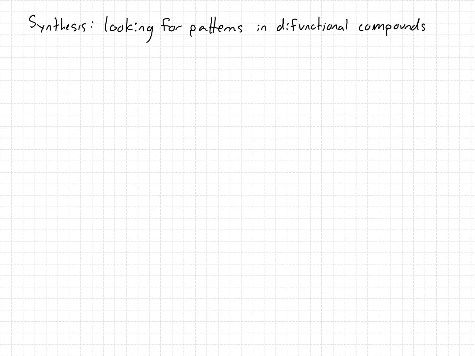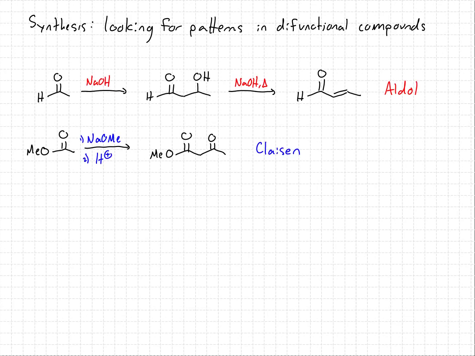If we're looking at this from a purely synthetic perspective, we want to look for patterns in difunctional compounds that indicate which reaction happened. For example, if we take either the aldol or the Claisen condensations, we can see that we get a 1,3 difunctional compound at the end of this process. We can make a 1,3 hydroxyaldehyde, a 1,3 unsaturated carbonyl compound, or a 1,3 keto ester. These are distinctive fingerprints that indicate that these processes have taken place at some point during a synthesis.